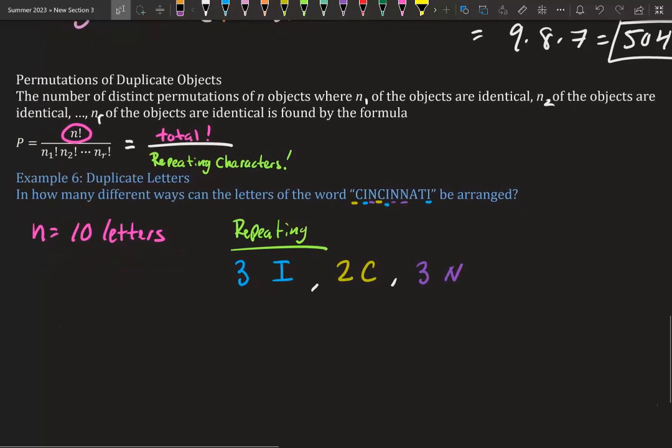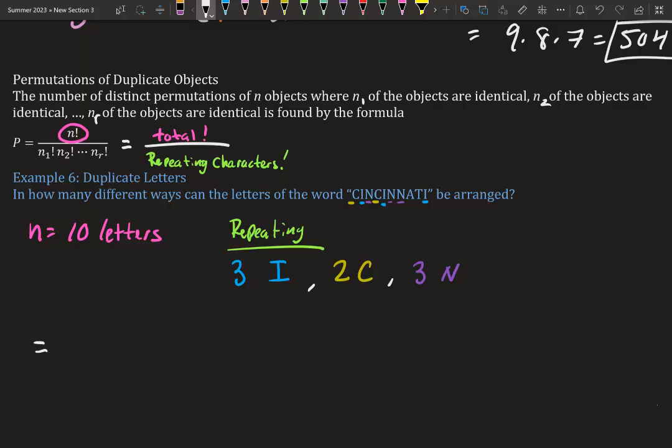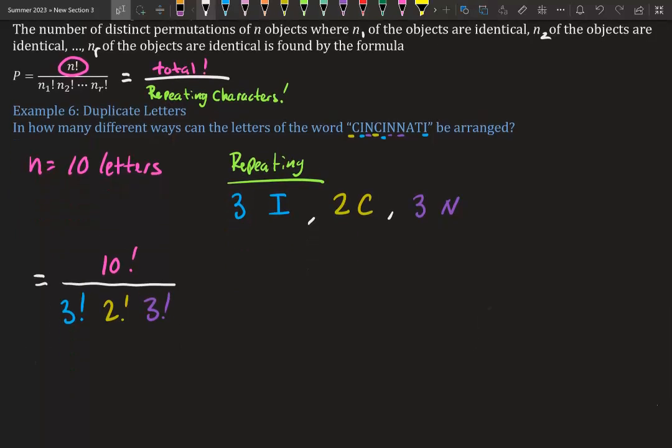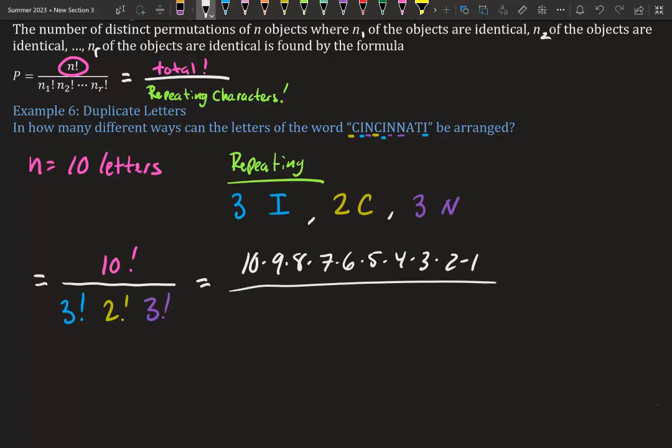All right, let's set up this formula. On top, we have our total factorial, so that's 10 factorial. And on the bottom, we put our repeating characters, meaning we have 3 factorial, we have 2 factorial, and we have 3 factorial. And now we just do it how we just did our permutations. So 10 factorial is 10 times 9 times 8 times 7 times 6 times 5 times 4 times 3 times 2 times 1. You're really going to want a calculator for this. And then we have 3 factorial, so that's 3 times 2 times 1. 2 factorial, so 2 times 1. And then another 3 factorial, so 3 times 2 times 1.